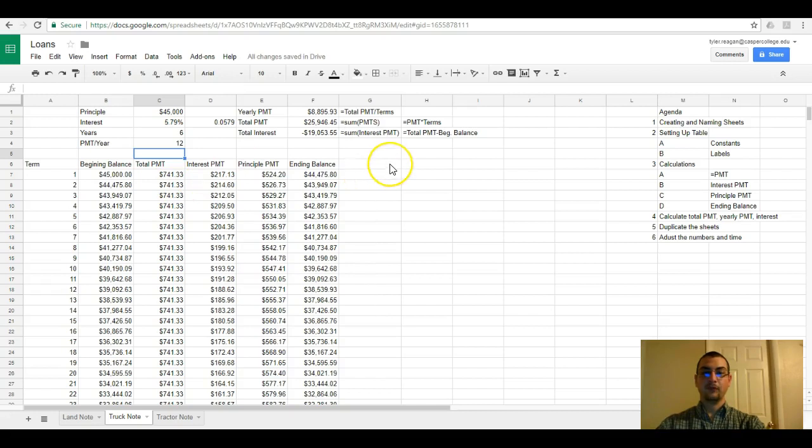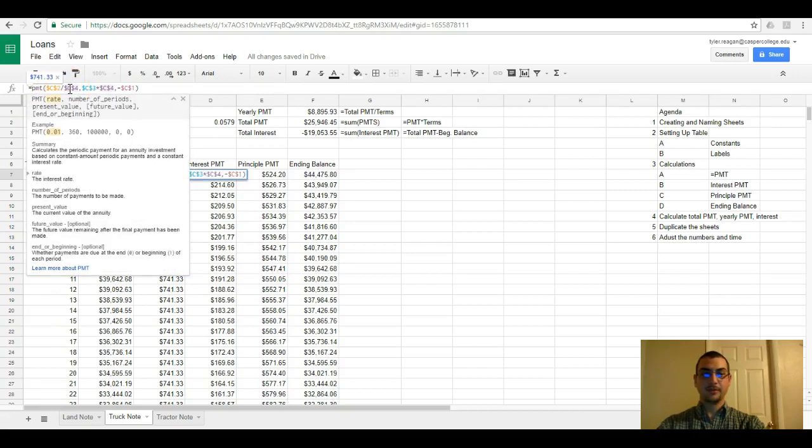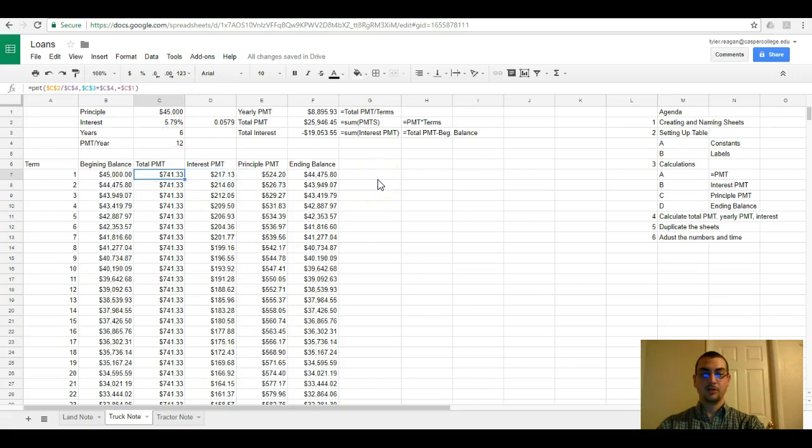So before we said, all right, we need to make sure that we have the interest rate divided by the payments per year. Whenever we talked about the rate, we said the interest rate divided by the payments per year. Well, I'm going to show you what it would look like if we didn't have that. So we say equals PMT.